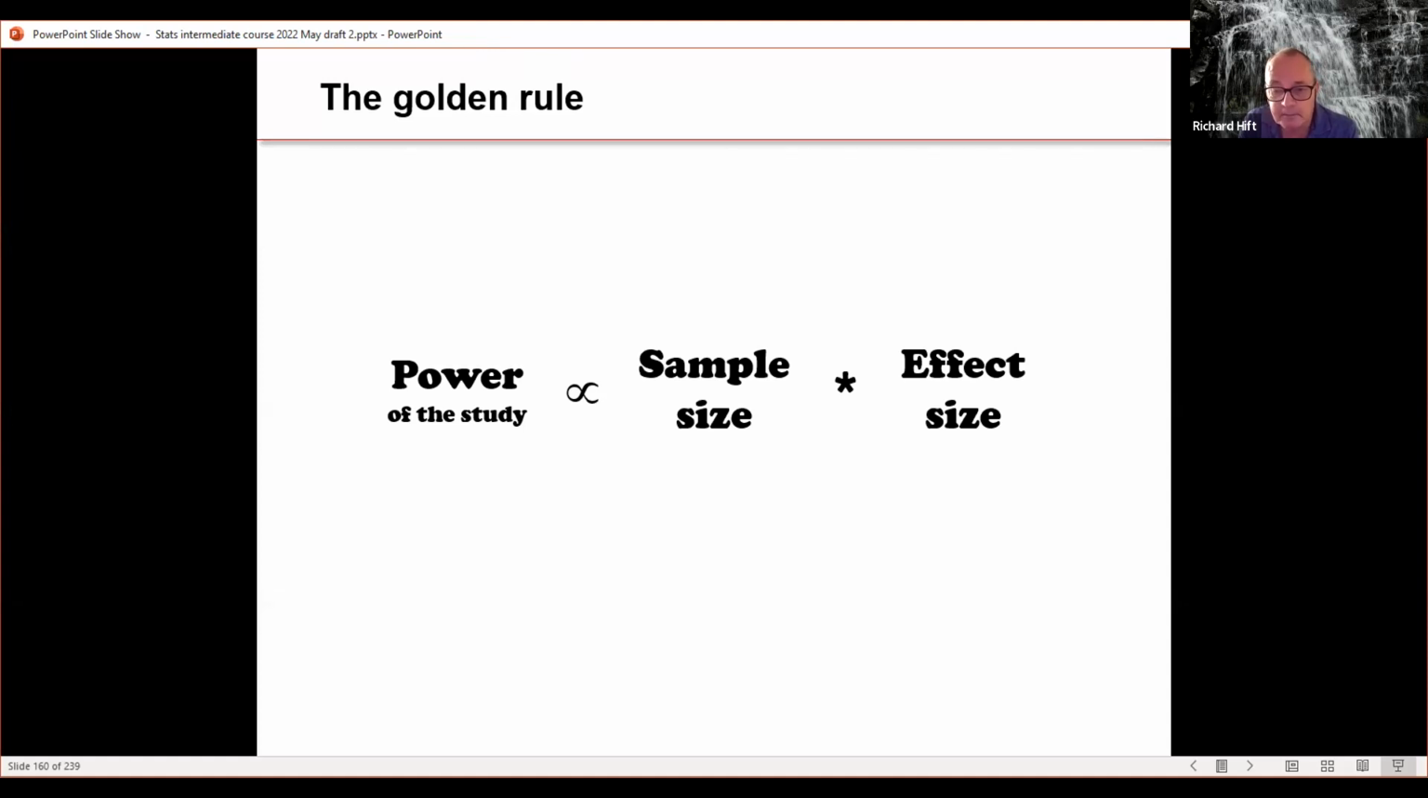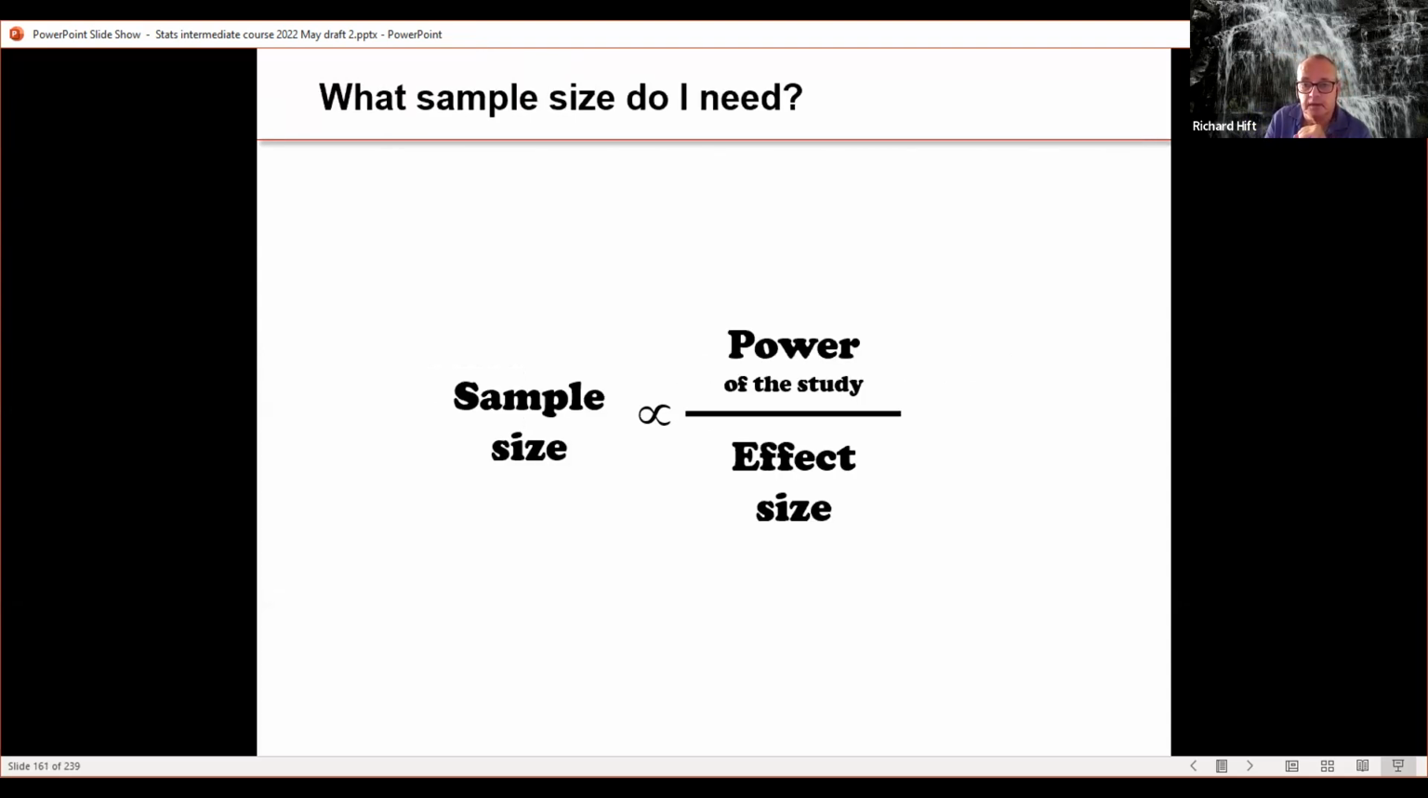And similarly here, if we don't understand power and sample size and effect size, then we can't understand this relationship. But conversely, once we do, provided we have any 2 of those 3, then we can calculate the third, as we've just been seeing with the electricity experiment. Right. So this enables us to calculate the sample size we need for a study.